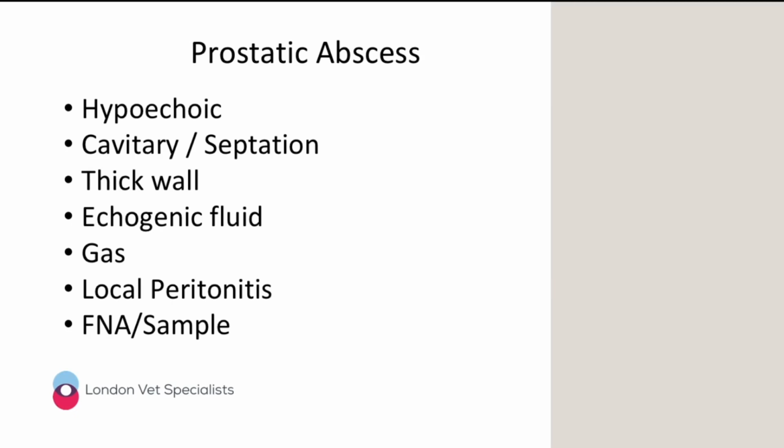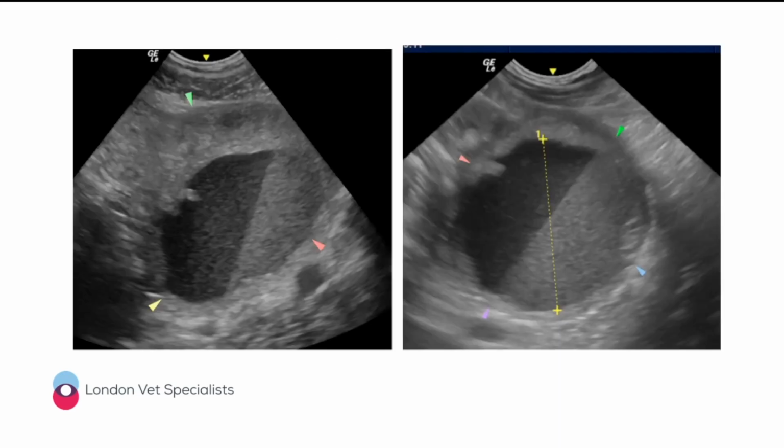Again, if you see gas inside them, that really nails it on as an abscess, and associated with them, you can see some local peritonitis. Again, it's worthwhile FNAing or sampling these structures in order to get your diagnosis. So here's an example of a prostatic abscess that we saw recently in a 10-year-old male neutered Staffordshire Bull Terrier. This dog presented with chronic hematuria, stranguria, and was also lethargic and anorexic.